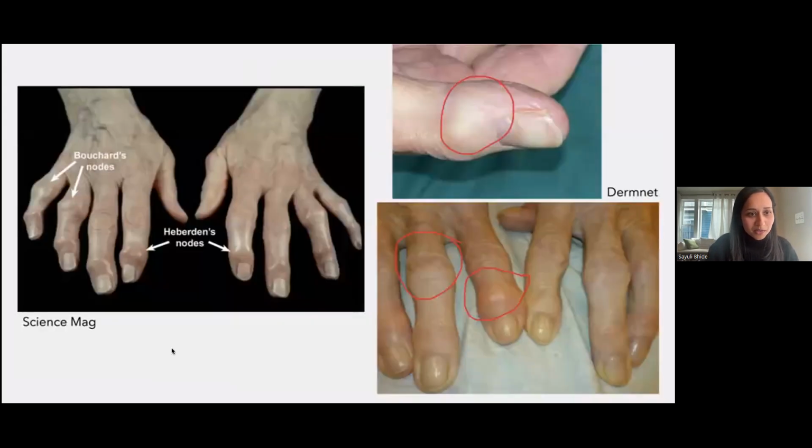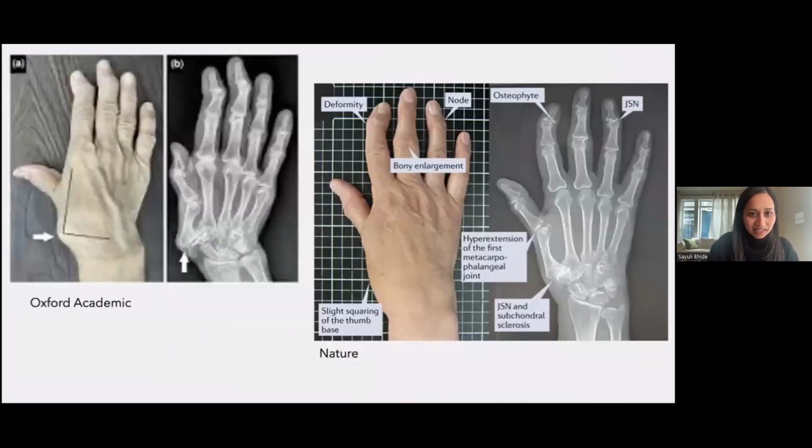All right, so some photos of Heberden's nodes at the DIPs, Bouchard's nodes at the PIPs. You can see the patient on the left with pretty severe squaring of the thumb. I thought this picture was funny because they had like a little right angle picture. On the right, it's a little bit less severe. And then you can see classic osteophyte formation in the X-ray on the right and some joint space narrowing.